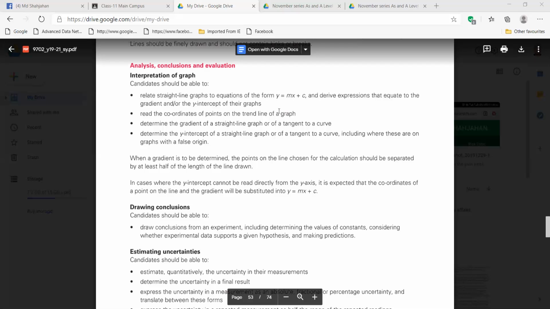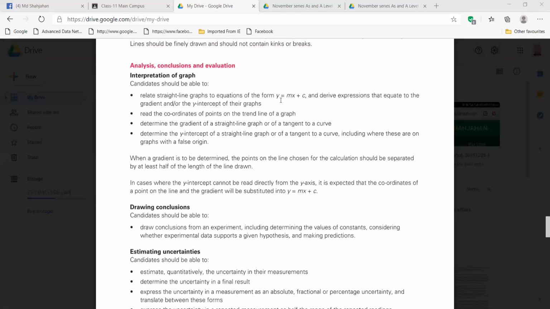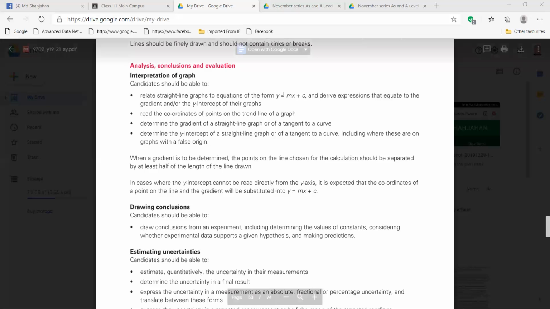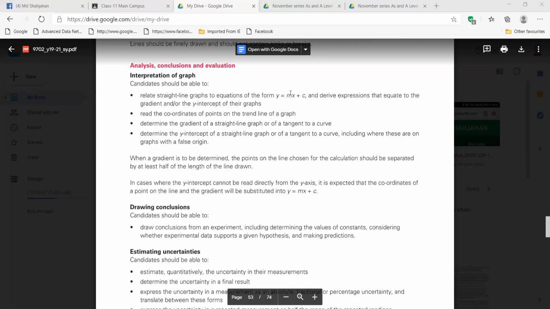Yes, for every single point, you have x coordinate and y coordinate, right? Isn't it? Hello, are you listening? Yes, sir. So for each of the points, you are getting x coordinate and y coordinate value. That one is giving you y or x, right? And m is the gradient. What is c?